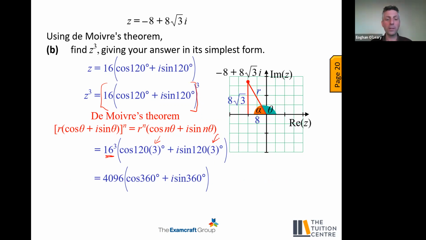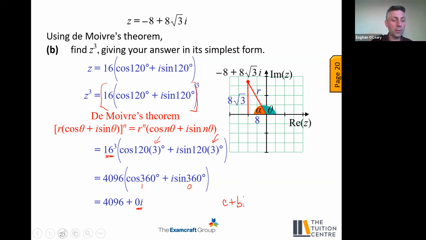Of course, we know that the cos of 360 is going to be equal to 1, and the sin of 360 is going to be equal to 0. So when I multiply through my 4096, I'm going to get 4096 plus 0i. You do have to keep your 0i in there because you want your answer to be in the form a plus bi. Okay, so that will be my answer to that question.